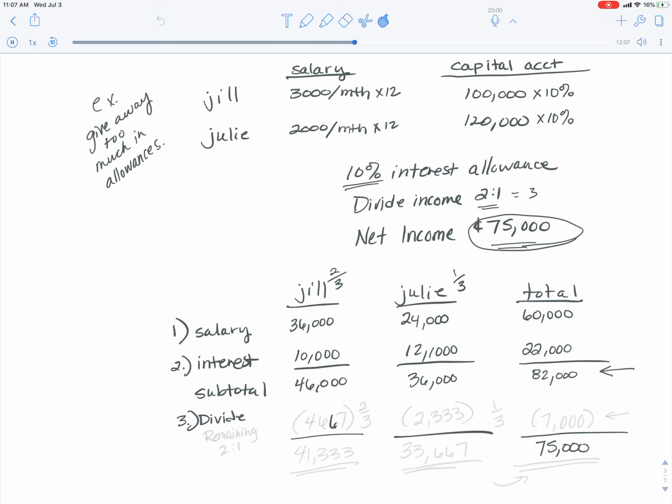So since we don't have any extra to give away here and split, we're going to take it out of what we've already given them. So we're still going to divide the remaining, even though it's a negative, according to 2 to 1. So we'll subtract $7,000 here because that's what we need to come out of the sharing in order to equal this $75,000 of net income.